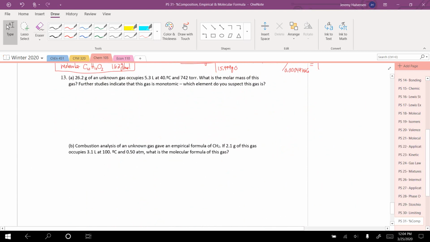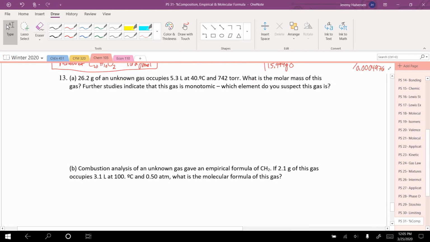All right, last problem. 26.2 grams of an unknown gas occupies 5.3 liters at that temperature and pressure. What's the molar mass of this gas? Oh, this is pretty easy compared to what we've done before. So my favorite way to think about this is I know that molecular weight is grams per mole. Well, I know my grams. So now I've got to find my moles. And because they give me a volume, temperature, and a pressure, I can use the ideal gas law.